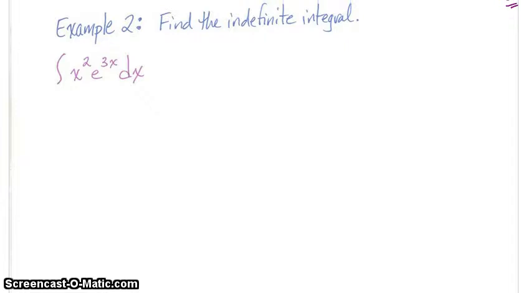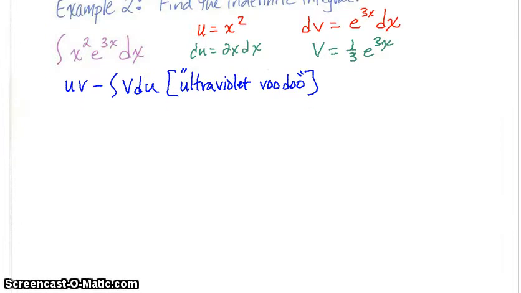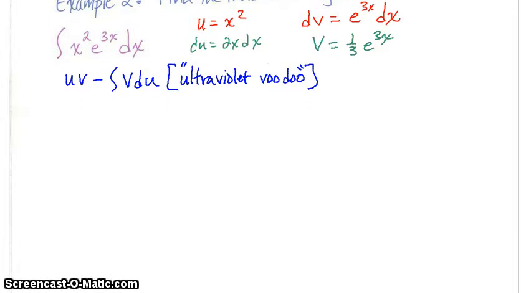Find the indefinite integral for this one. Alright, you try it while I set it up. I'll give you a couple seconds, and then it's going to suddenly magically appear. Go. Alright, so we set up our u and our dv so that we can get a du and a v, and then hopefully we remember we're going to do ultraviolet voodoo, yeah? Hopefully. If not, this is a reminder. So let's practice. Let's plug this in.